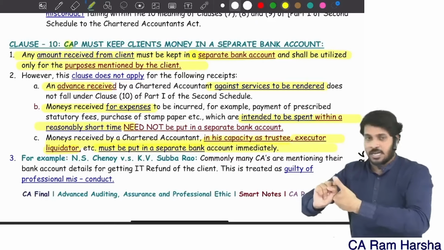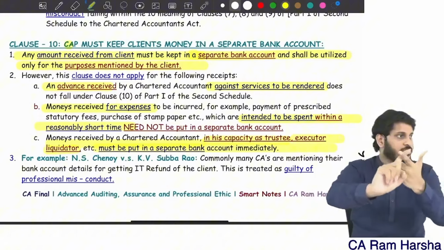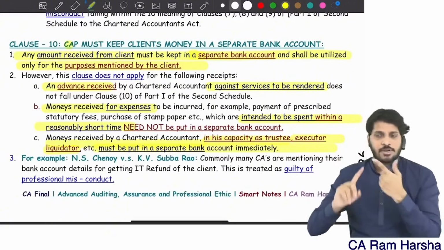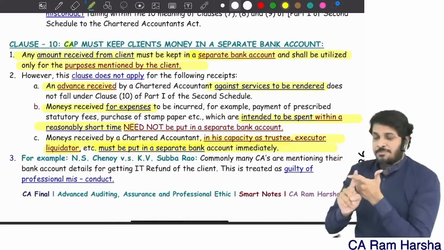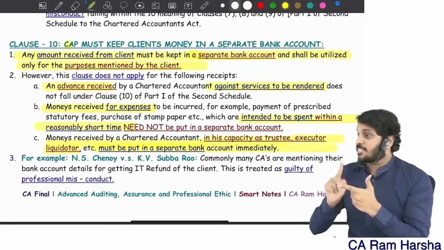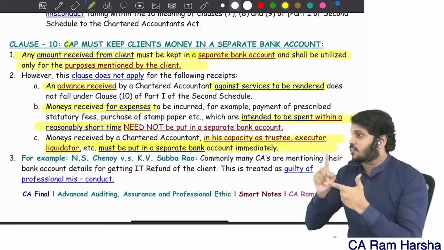to the client to others without permission of the client, or when there is no requirement under law. When there is a requirement under law, you can disclose. Then clause number 2. A CA in practice is deemed to be guilty of professional misconduct if he reports or certifies financial statements that are not examined by him or his partner or his firm.